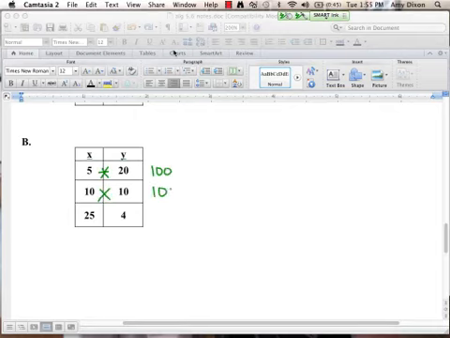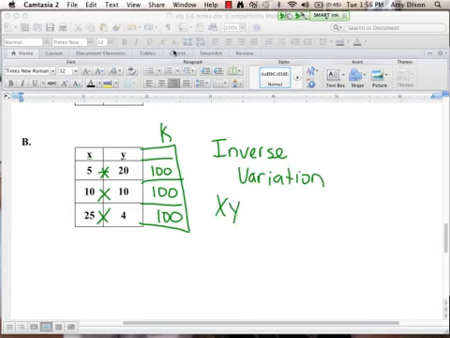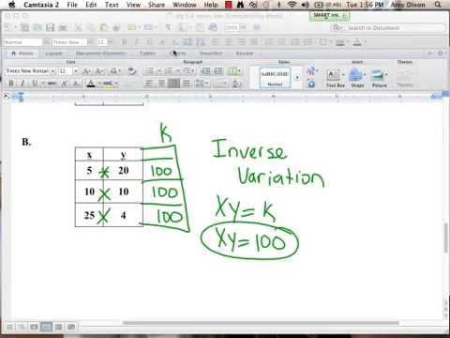10 times 10, we get 100. And 25 times 4, we get 100. So this is our k. And to do that, we had to multiply, which means it's an inverse variation. So we call this inverse variation. And then the equation for inverse variation is xy equals k. So we fill in 100. So we get xy equals 100. And that is the equation for our inverse variation.